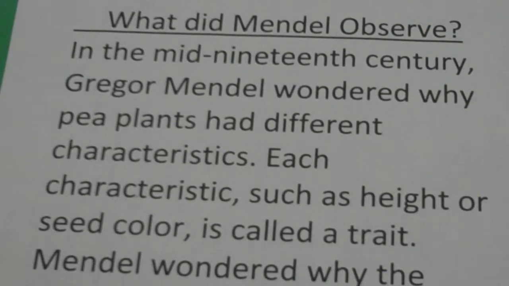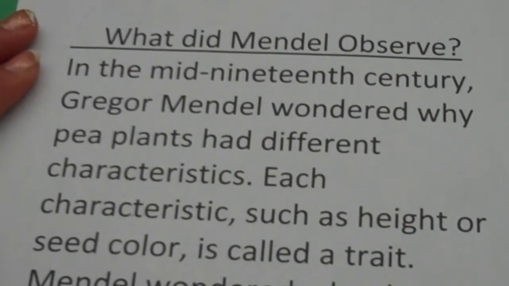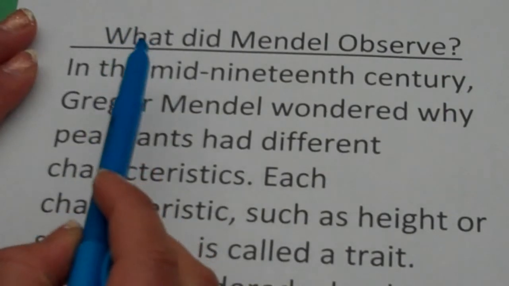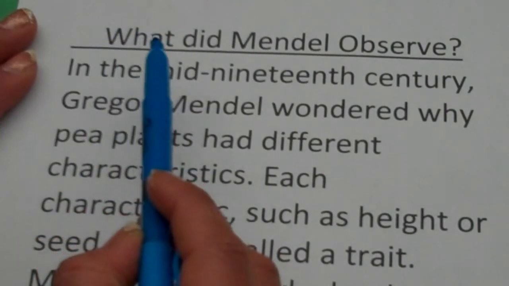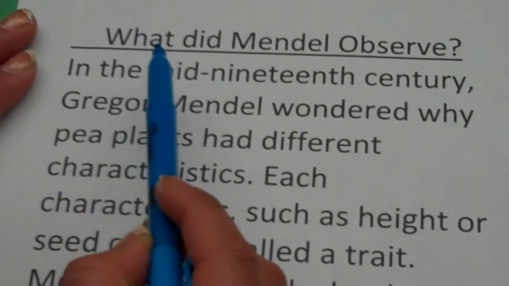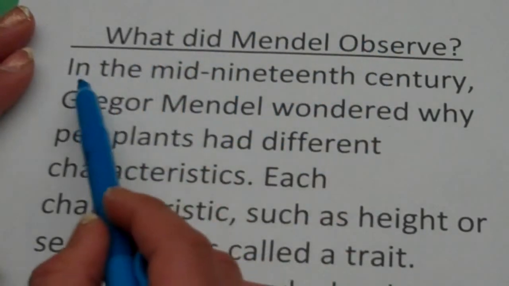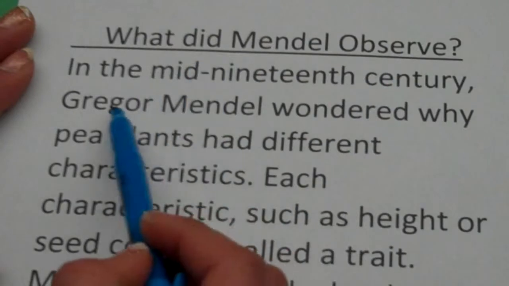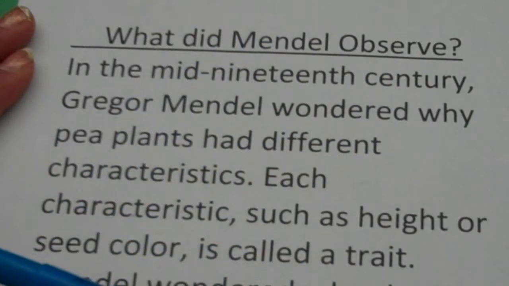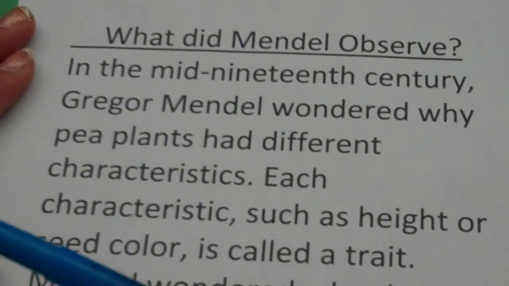Okay, so this is from the opening summary of your book. This is not word for word from your book. This is a summary version. What did Mendel observe? In the mid-19th century, Gregor Mendel wondered why pea plants had different characteristics.